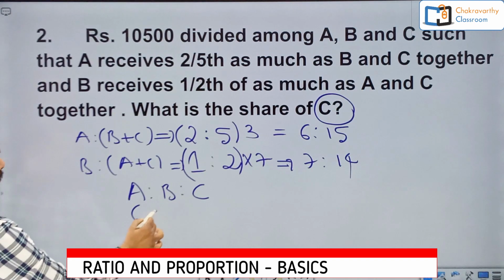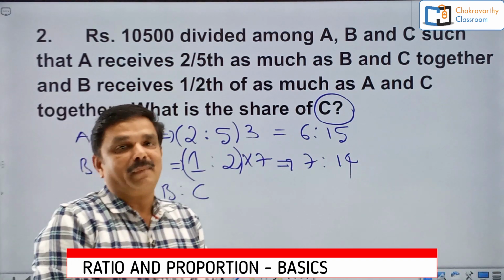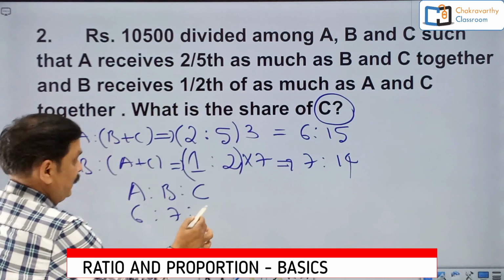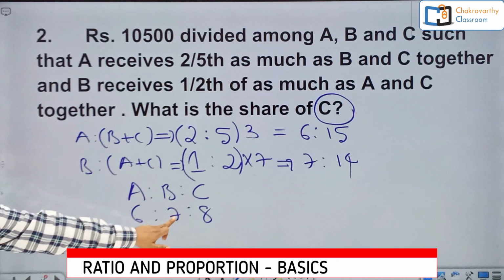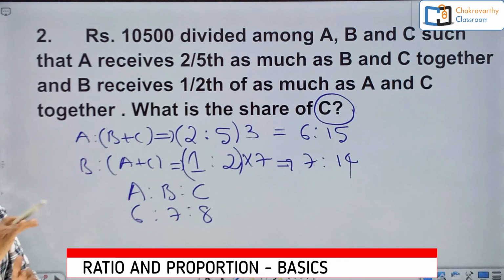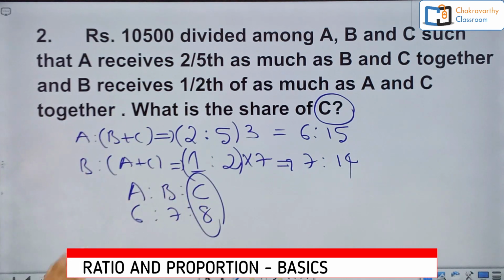A's share is 6, B's is 7, and 6 plus 7, this is 13. 21 minus 13 is 8. It is 8, C's is 8. Total is 21, 21 minus this is 7 plus 6, 13. So that is 7 plus 1, 8. That's all. Now my answer is this one. What is the share of C here?